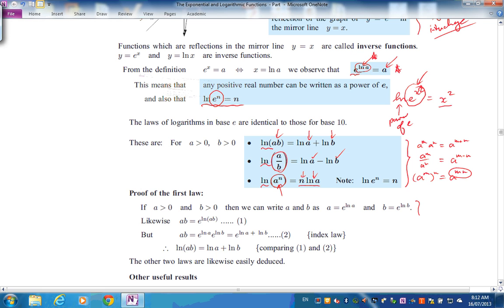Okay, I'll have a little proof down here for that first law. If you look at the definition, a equals e to the ln a and b equals e to the ln b, do you agree? Right, I'm raising e to the power required to get a, so that is correct. Same thing here, b is the base raised to the power I need to get b.